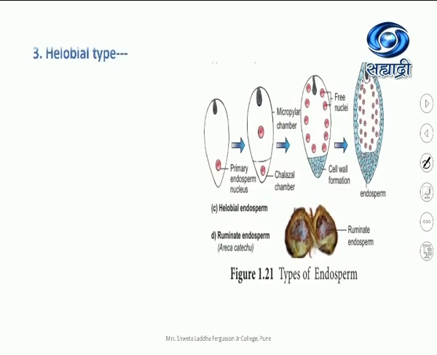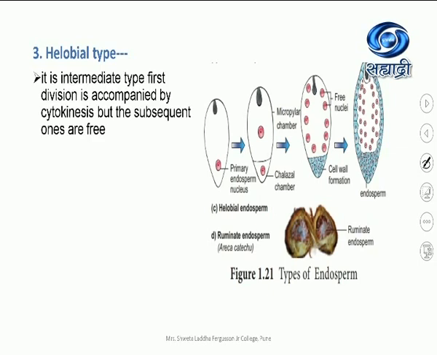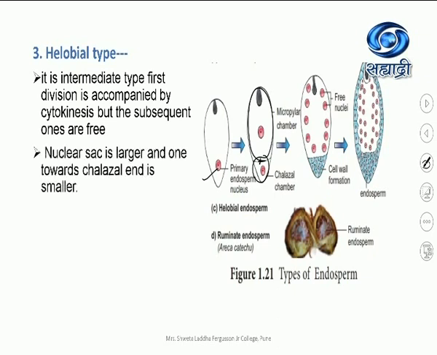Next we will discuss the third type, which is seen in the Helobiaceae family, the helobial type. It is an intermediate type. What does it mean? The first division is accompanied by cytokinesis. So first this was our primary endosperm nucleus. It divided into two nuclei followed by cytokinesis, so a two-cell stage forms. Of course one cell is big, one is small. The smaller one is called the chalazal chamber, and the larger one is the micropylar chamber. The one which is larger is the micropylar chamber, and the one which is smaller is towards the chalazal end. It occurs in asphodels.